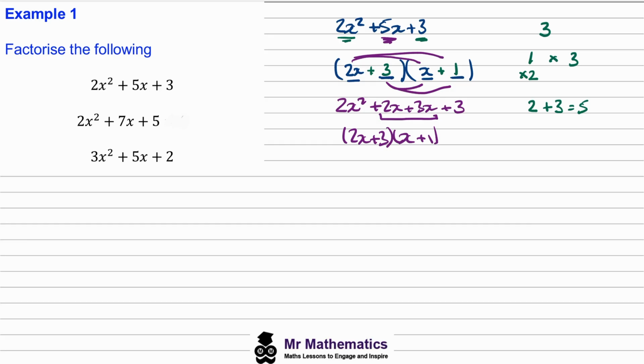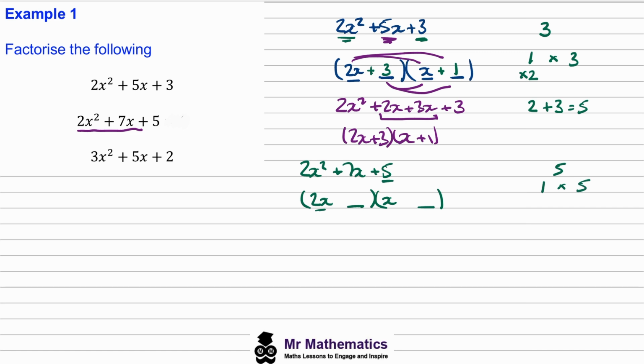Let's try example 2. Let's try this one. So we've got 2x squared plus 7x plus 5. We'll use two brackets, and we know that x terms must multiply to give us 2x squared. So we'll have 2x in one bracket and x in the other. And now we need these terms to multiply to give us a positive 5. And again, because 5 is a prime number, it's just going to be 1 times 5.